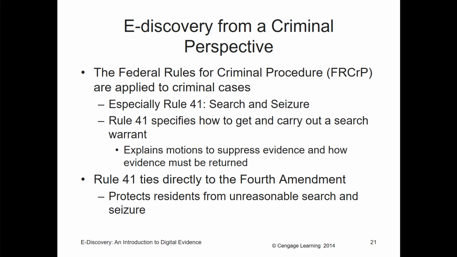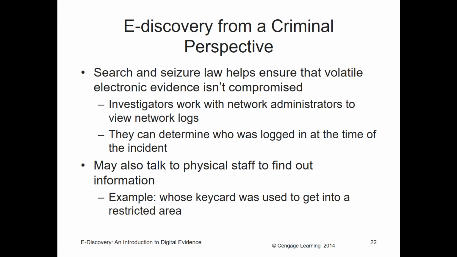Search and seizure laws help ensure that volatile electronic evidence isn't compromised. I don't really agree with that, but there's a structure behind what the author is trying to say: that the search and seizure laws are set up in such a way that we should be able to do our forensics investigation on a computer to help minimize loss or risk.